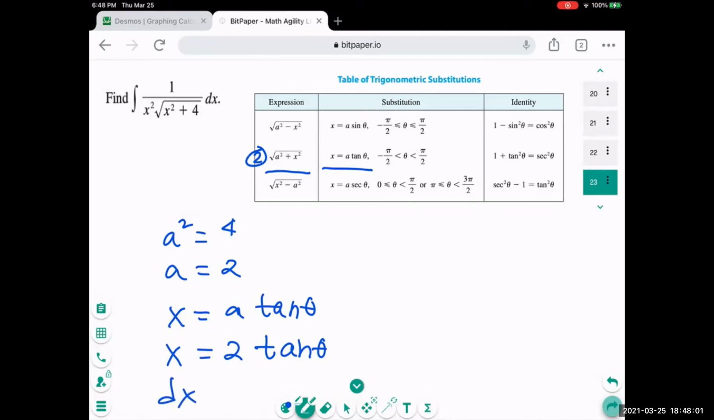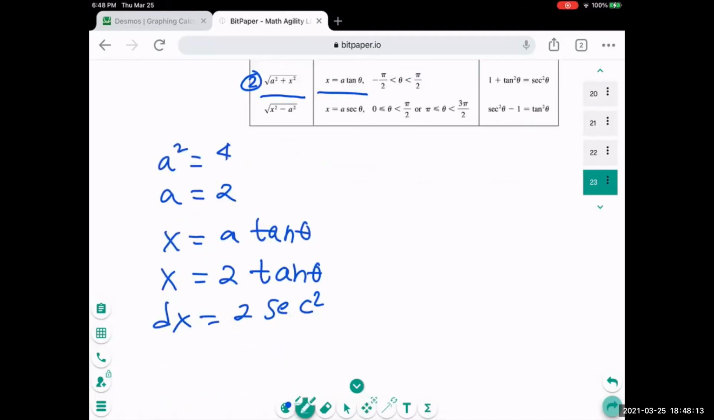So dx is 2 secant squared theta d theta, right? I was saying kanina, we're gonna get yung derivative ng x, which is dx equals 2 secant squared theta d theta. So all right, so we can transform now yung ating integral to this. So let's write again.